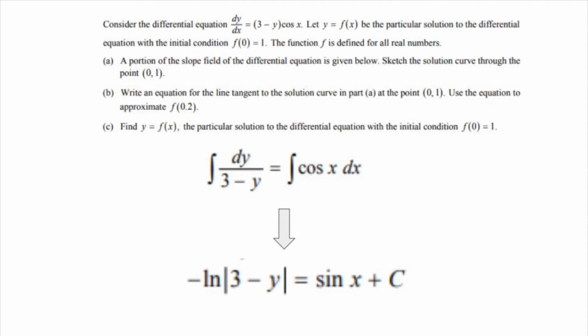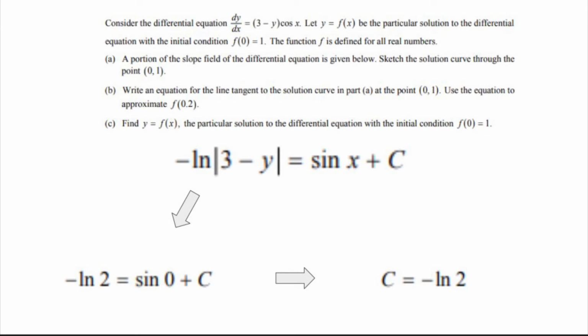And on the right side, it's very simple. All you need to do is remember that the antiderivative of cosine x is sine x, and you always need to add the c because there's always a constant when you integrate. And we'll figure out what that is in a little bit.